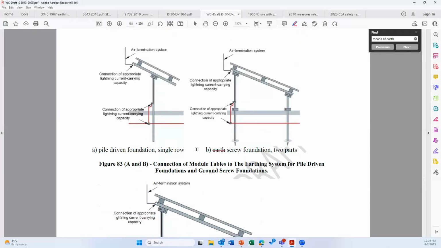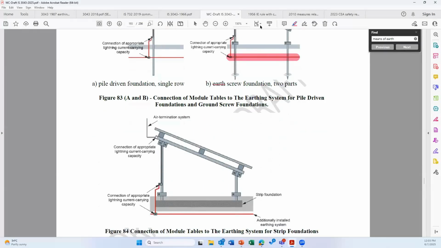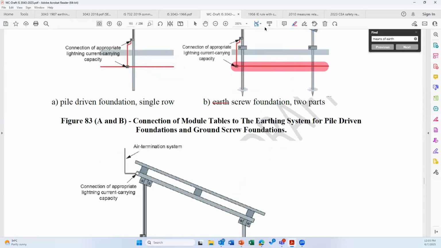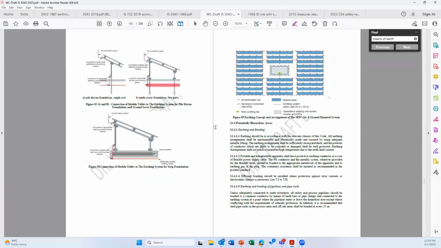Similarly, how to earth the floor-mounted solar PV installation. So this is the additional information.